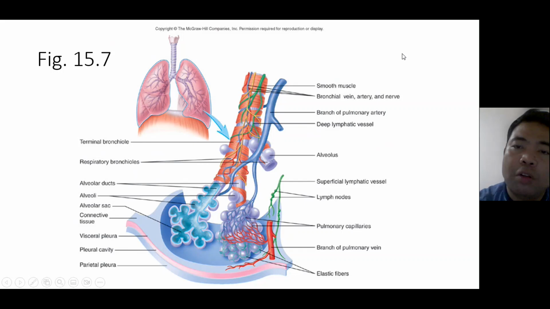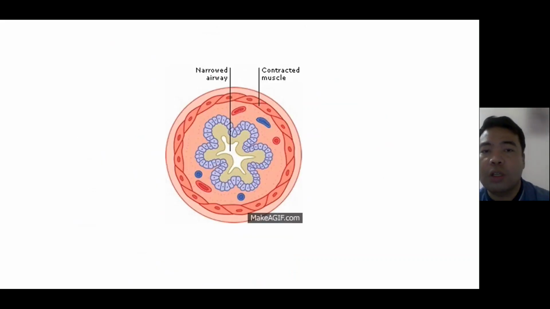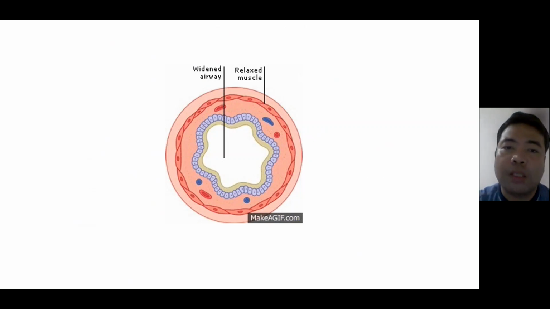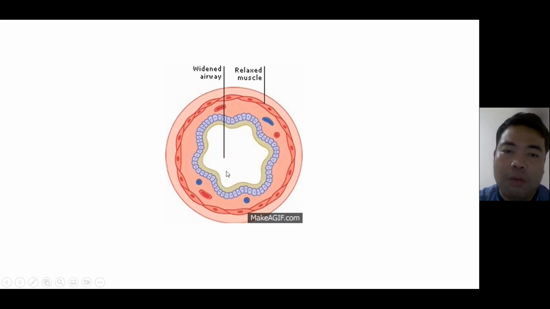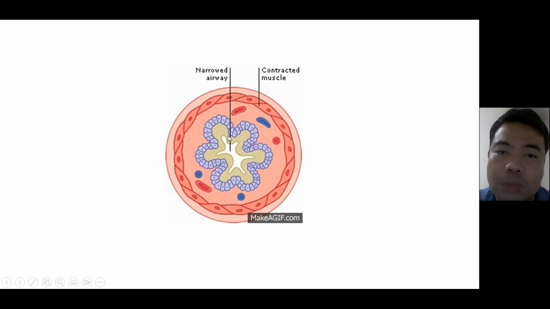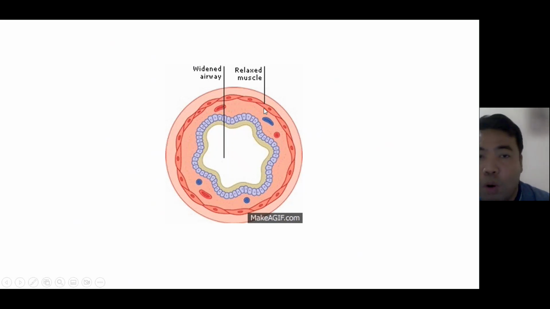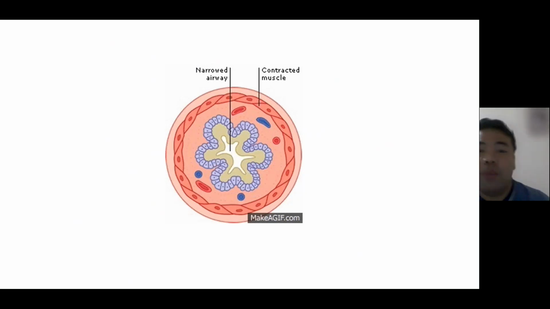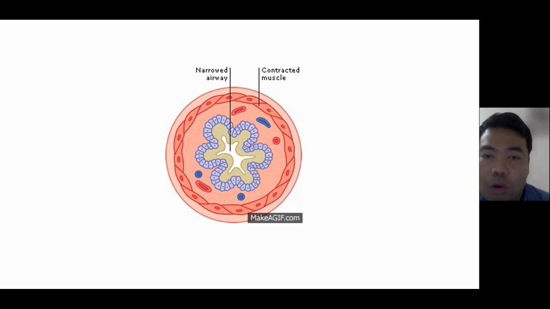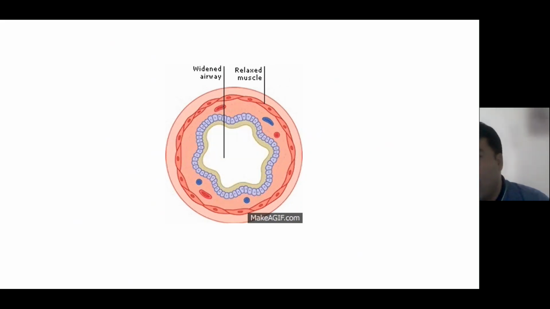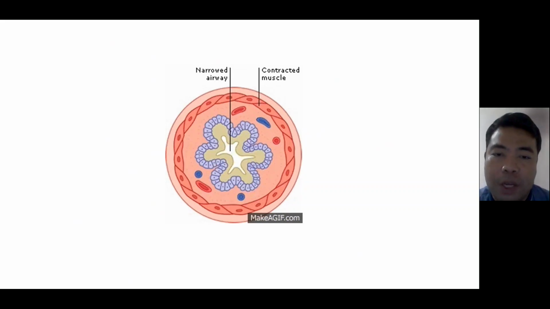And since it is also made up of smooth muscles, when the smooth muscles contract, there can be bronchoconstriction. What is bronchoconstriction? When the smooth muscles are relaxed, as you saw in the picture, the airways are widened. But when the smooth muscles contract, that is bronchoconstriction, wherein the airway becomes narrow. When does it happen? Severe bronchoconstriction happens when there is a severe asthma attack.